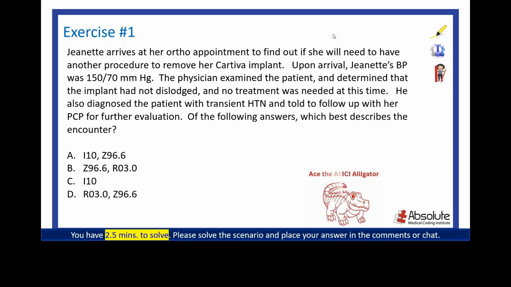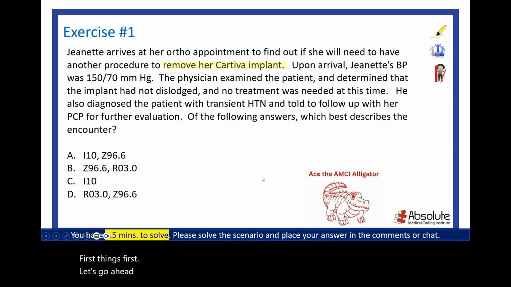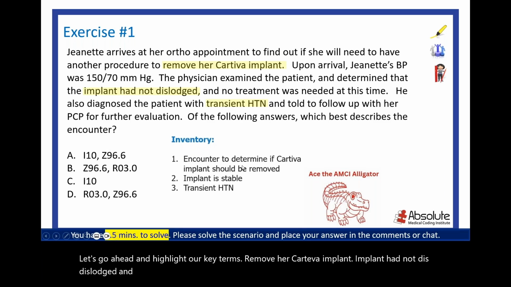Outstanding job. We got a lot of participation in that chat, and I love it. All right, first things first. Let's go ahead and highlight our key terms: remove her Cartiva implant, had not dislodged, and transient HTN, transient hypertension.